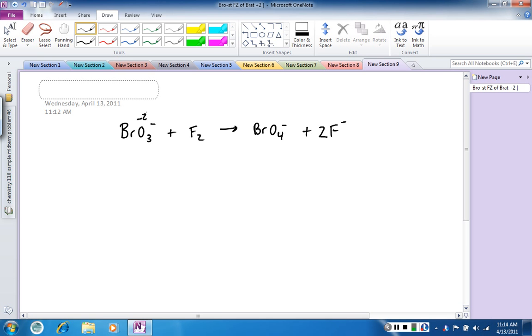O is -2. There's 3 of them, so we have 3 times -2 is -6. The overall is -1, so that makes Br plus 5. F2 is by itself, it's not charged, so it's 0. -2 for O, there's 4 of them, so -8 overall. The overall is -1 charged, so that makes Br plus 7. And F is -1 because it's -1 charge. Next step, draw our arrows.